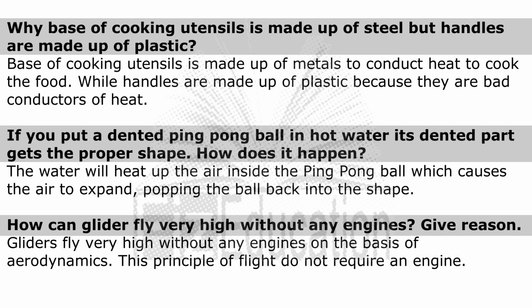Why is the base of cooking utensils made of steel but the handles are made of plastic? The base of cooking utensils is made of metal to conduct heat to cook the food, while handles are made of plastic because plastics are bad conductors of heat.